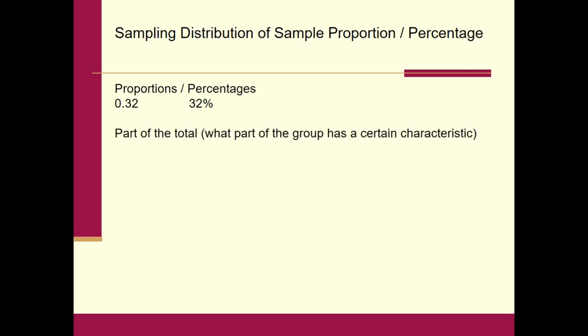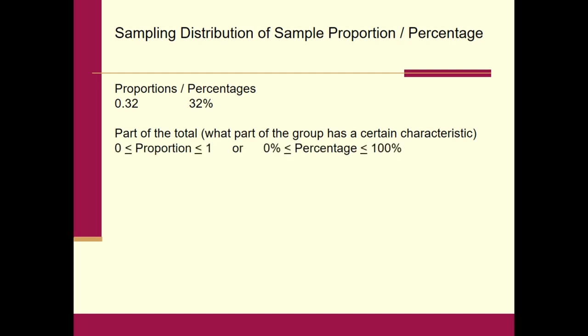They tell you part of the total. What part of the group has a certain characteristic? What percentage of the group drives a foreign car? What percentage of the sample drives a foreign car? What percentage of the population owns a laptop, whatever, or what percentage has a bachelor's degree? So there's a certain characteristic out there, and we want to know what part of the group has that characteristic. That's usually what's going on with proportions.